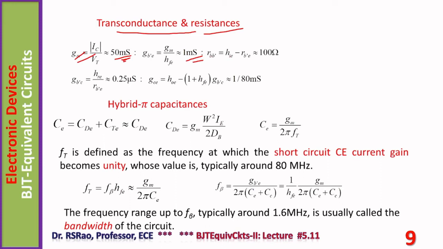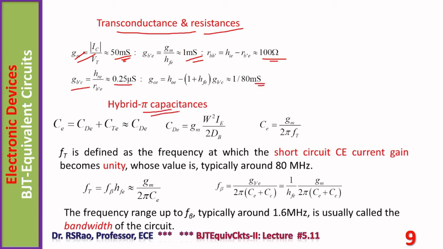r_BB' is hIE minus r_B'E, roughly 100 ohms. g_B'C is equal to hRE by r_B'E. Nearly it is equal to 0.25 microsiemens. gCE is equal to hOE minus (1 plus hFE) g_B'C. It is nearly equal to 1 over 80 millisiemens.